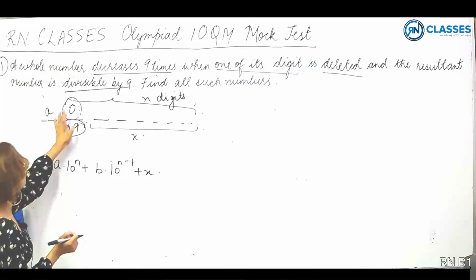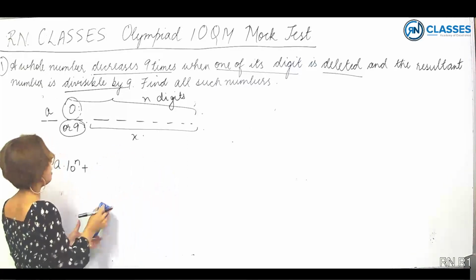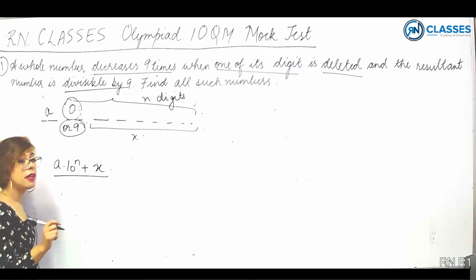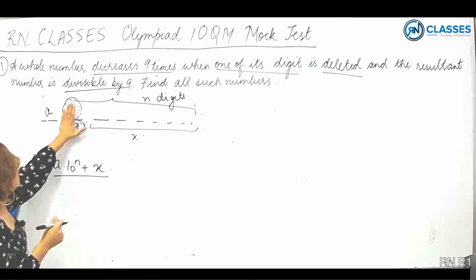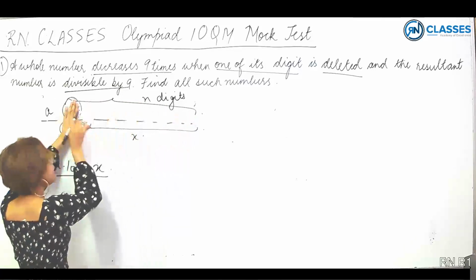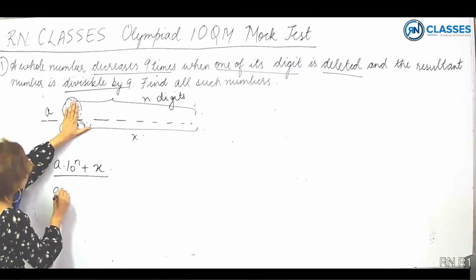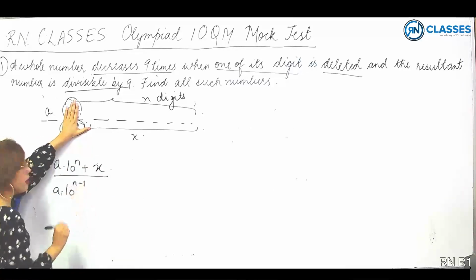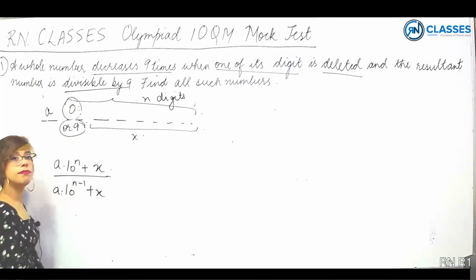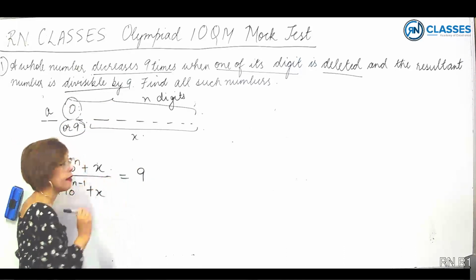So let's take the first case, when b is 0. If I take b as 0, this term disappears and this turns out to be plus x. I've reduced my variables, which is a good thing, right? And second, I have deleted this term. Earlier there were n digits, now with one digit removed I am left with n minus 1. So in expanded form, I have a into 10 raised to n minus 1 plus, obviously, the remaining one, x. The number decreases by 9 times, so this ratio turns out to be 9.